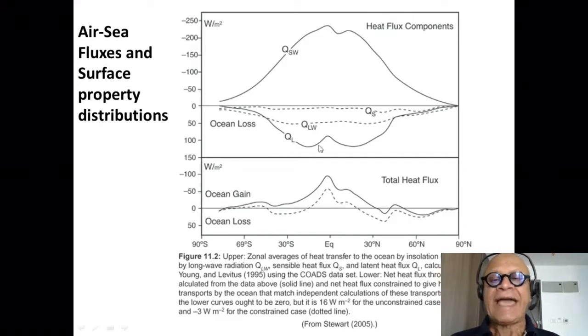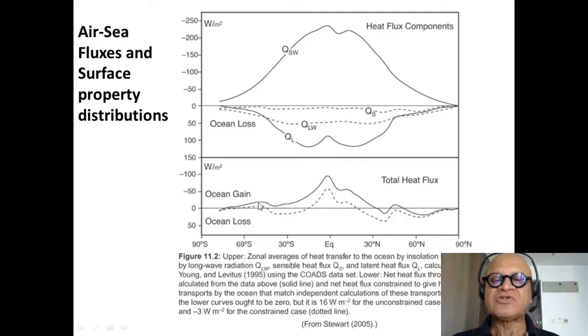When people do that and add up these components, you end up with a gain in the ocean of something like 16 watts per meter squared, because it's not constrained to add up to 0. Okay, so when the constraints are added, there is a distribution that results like this, with some major latent heat loss in the subtropical gyres and a little bit of a heat gain in the southern hemisphere, but not so in the northern hemisphere. The question really is, what is the uncertainty in these estimates?